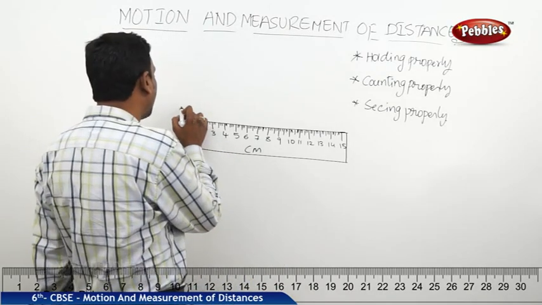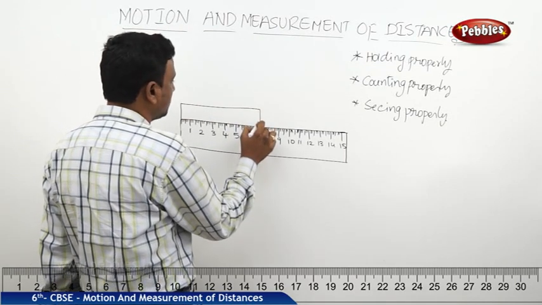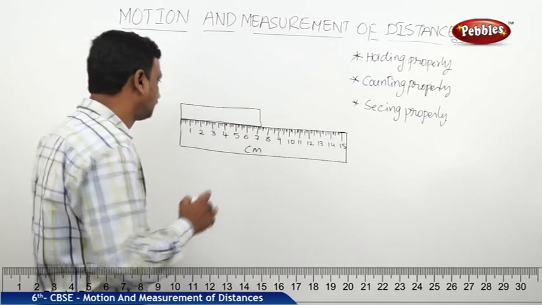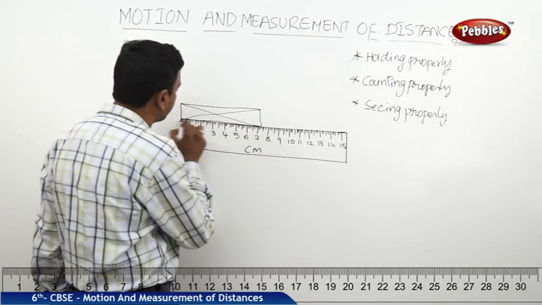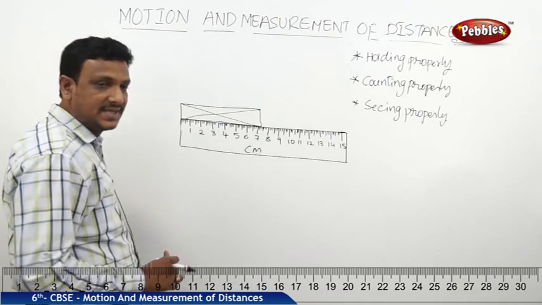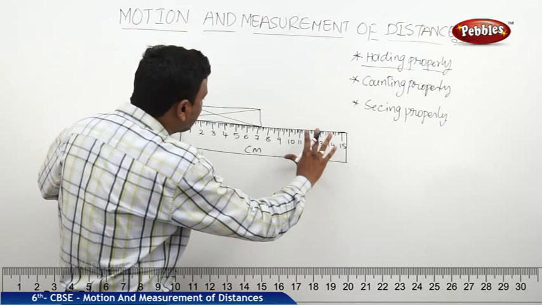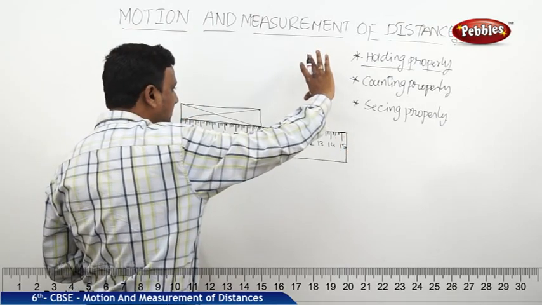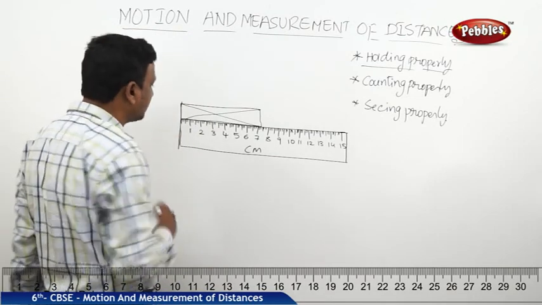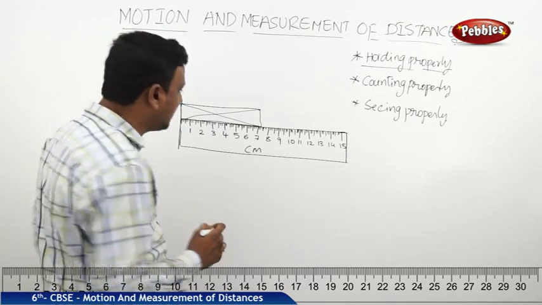Say for example, here you have a box. How do you measure the length of this box? You place the scale at the first point. Hold the scale properly and see that the scale is aligned straight. Don't keep the scale like this or like this. See that the edges of the box and the scale are aligned properly. Then you can take the measurement.